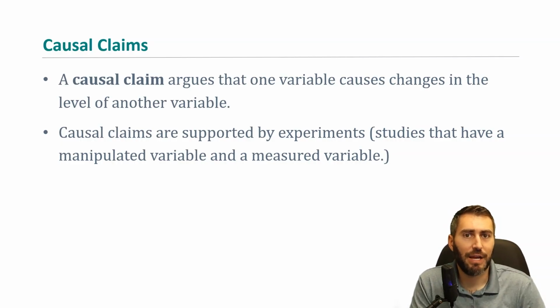And the third kind of claim that we can make are causal claims. Causal claims are where we support these not through a correlation, but through an actual experimental study, right?